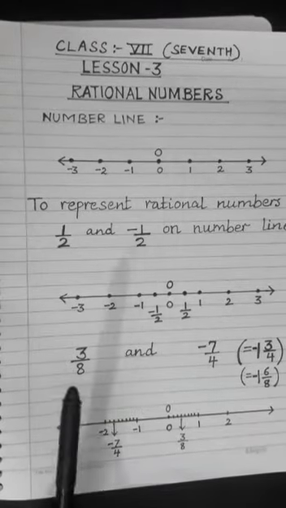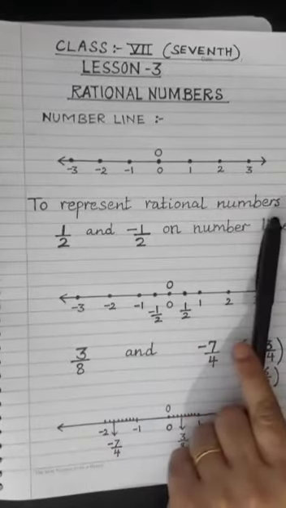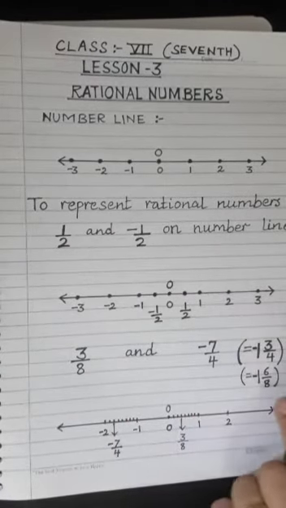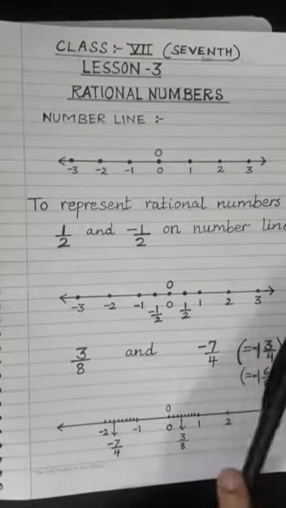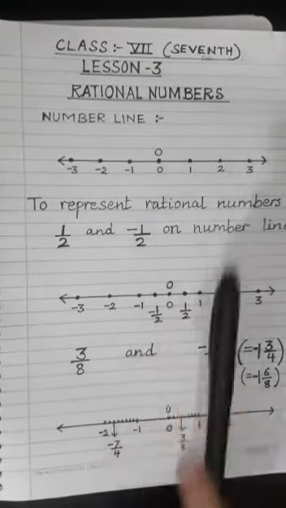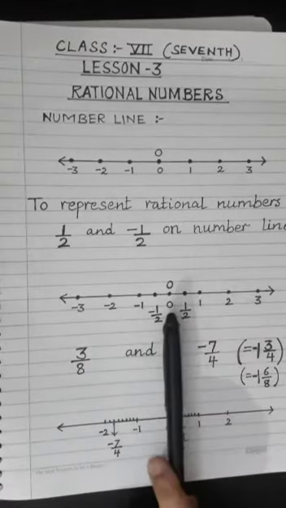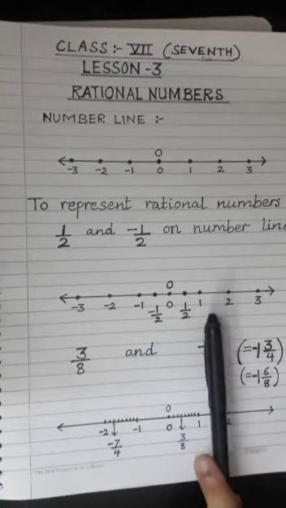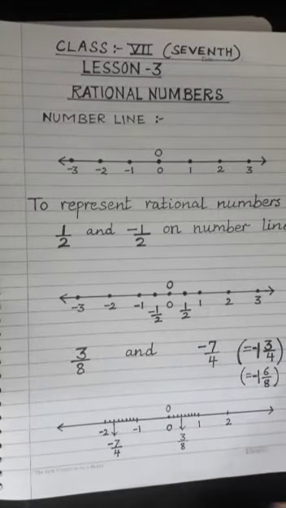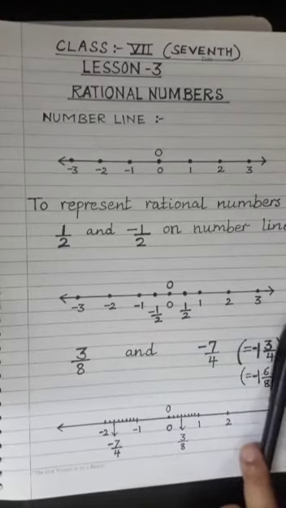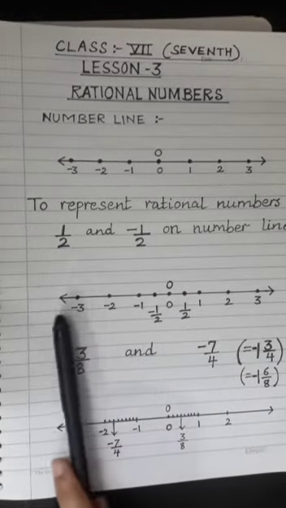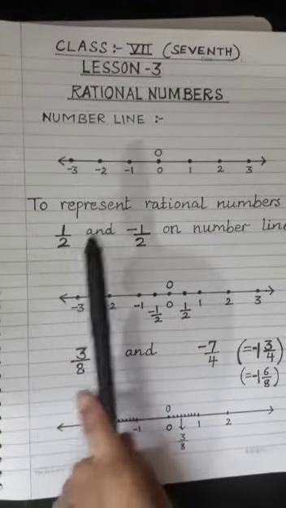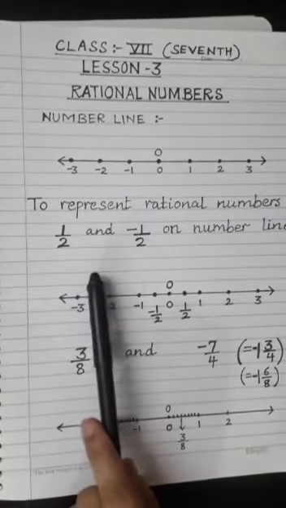Now I will tell you how to represent the rational numbers 1/2 and -1/2 on the number line. You will proceed exactly as I told you in the first part. You will mark point O in the center, that will represent 0, and you will take unit marks like 1, 2, 3 and so on. Positive integers on the right hand side of O and negative integers on the left hand side of O, and all will be equidistant.